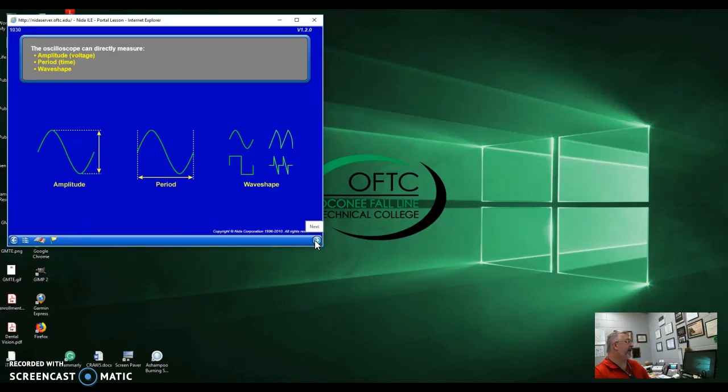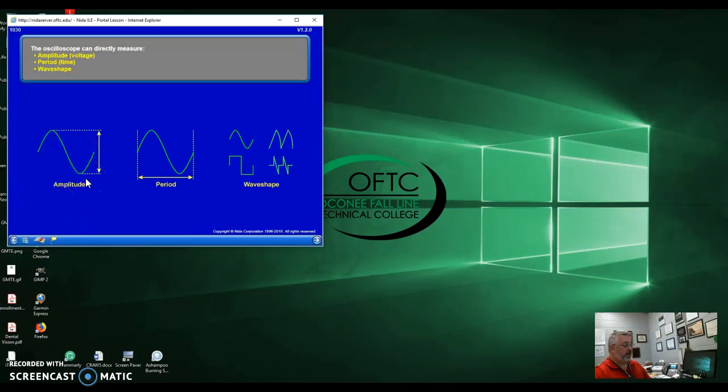And it can measure amplitude, which is voltage. That is the vertical that we talked about. It's independent on each one. And it can measure period, which is time. And of course, we can see the different types of waves. So when we talk about amplitude, that's top to bottom.